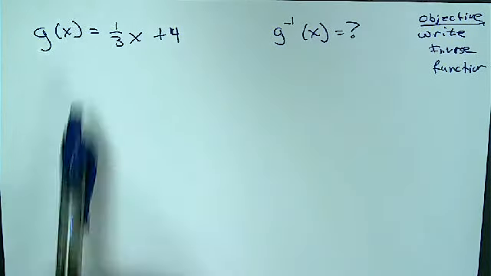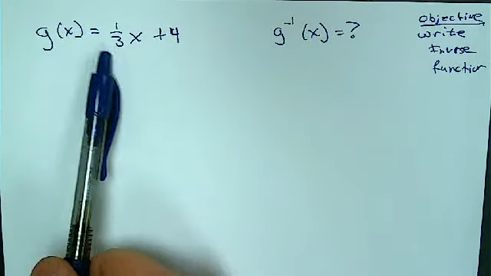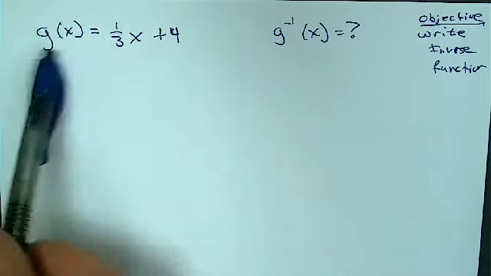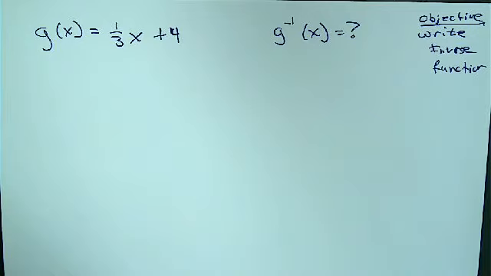So our original function is g of x is 1/3 x plus 4. I want the inverse. And now you can change up letters. It doesn't always have to be f. I want to try to keep reminding you of that by exposing you to different setups.